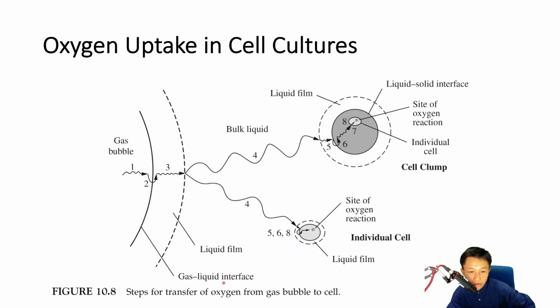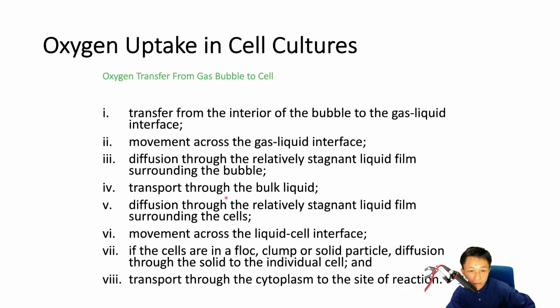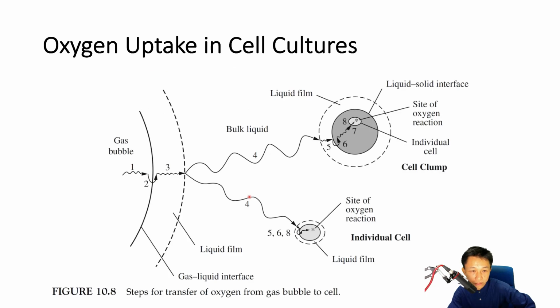This is called the liquid film. This is the interface, and then this is the liquid film. Transfer to the bulk liquid is the fourth step. Okay, this is the bulk liquid system. This is a cell clump, for example. This is an individual cell, for example. Sometimes the cells form aggregates, but sometimes the cells form just individual cells. This is the fourth step, from the film of the liquid to the bulk liquid.